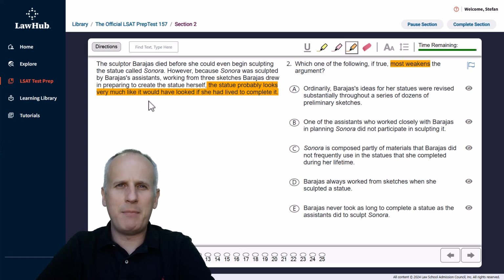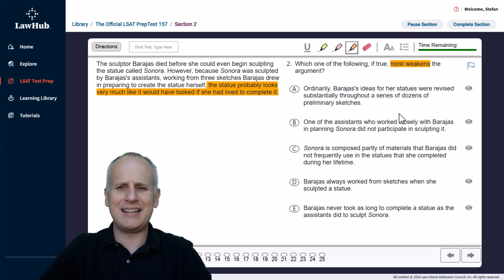So we want to mentally predict that these three sketches used by the assistants were not going to be the same as Barajas would have made the sculpture had she lived to complete it. So we'll go to the answer choices with that mental prediction in mind, and we read choice A first.